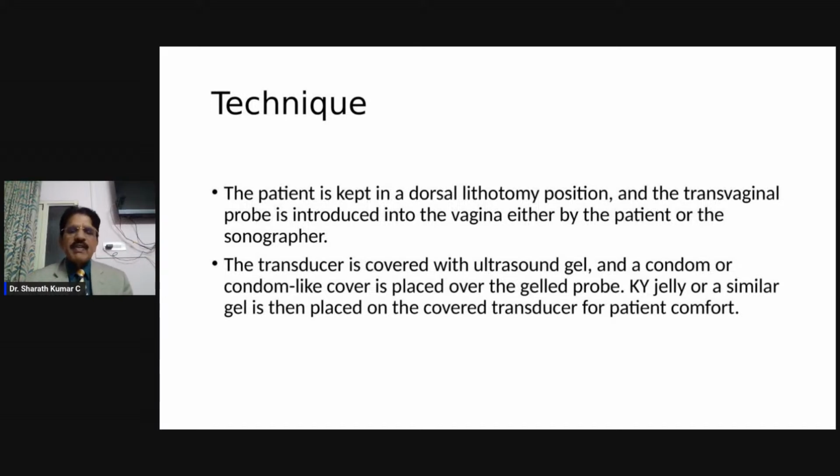Technique: the patient is kept in dorsal lithotomy position and the TVS probe is introduced into the vagina either by the patient or the sonographer. The transducer is covered with ultrasound gel and a condom or a condom-like cover is placed over the gel on the probe. Very important thing is gel has to be put inside the cover also, that is inside the condom, on the head of the transducer. Gel has to be put. Otherwise, the air gap will be there between the transducer and the condom, and you may not see the image properly.